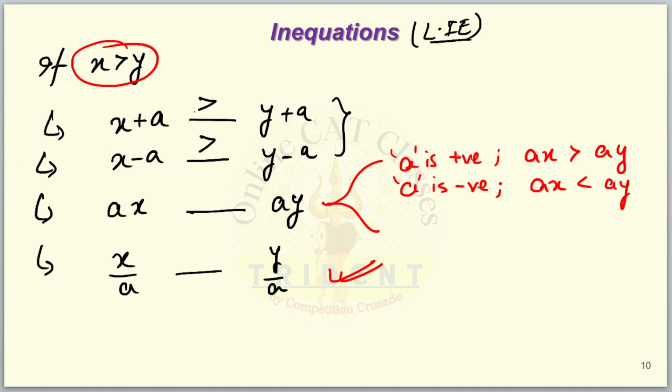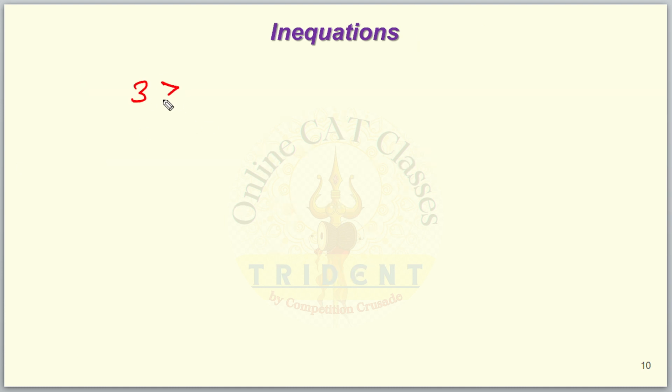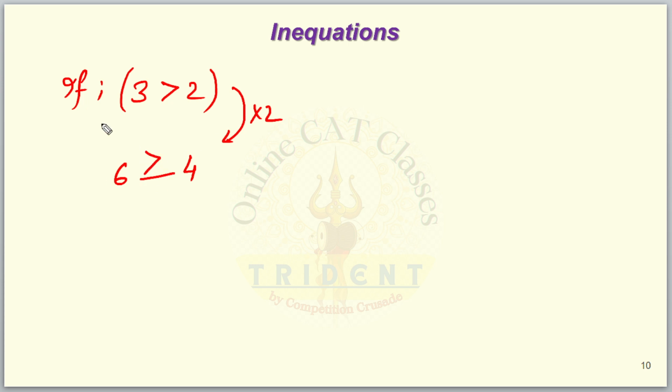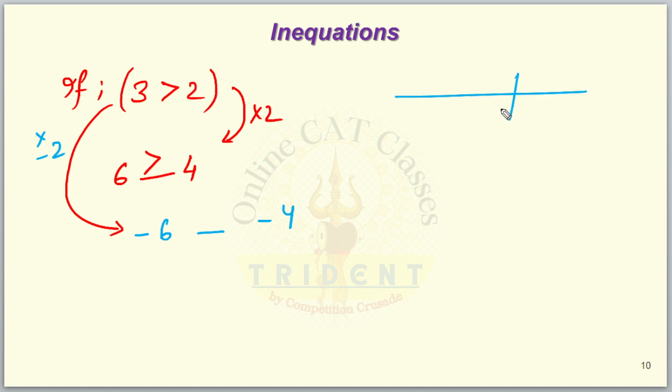Let me take an example. So suppose 3 is greater than 2, it is given. Now let me multiply this by 2, so this becomes 6 and this becomes 4. When I multiplied by 2, 6 is still greater than 4. But what if I multiply the number by minus 2? In that case, this will be minus 6 and minus 4. If you pay attention, minus 4 is greater than minus 6. In that case, minus 6 will be less than minus 4.